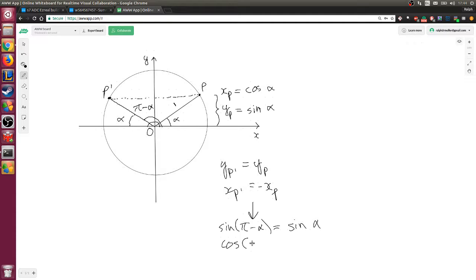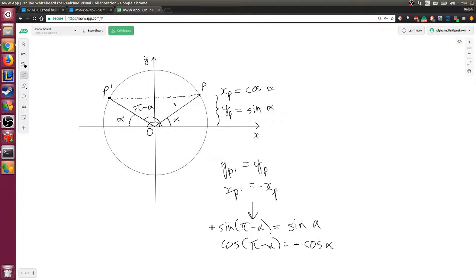And we can do the same thing for the cosine, but bear in mind, here we have to add a minus sign, because that's what happens when you mirror something through the y-axis. It becomes negative. And the corresponding angle here is alpha.